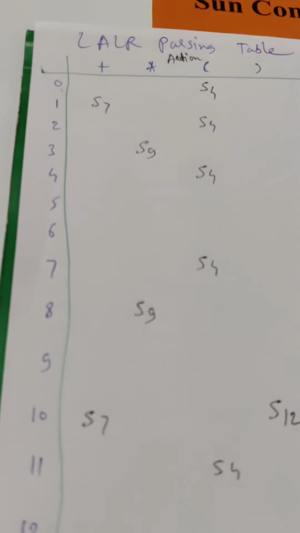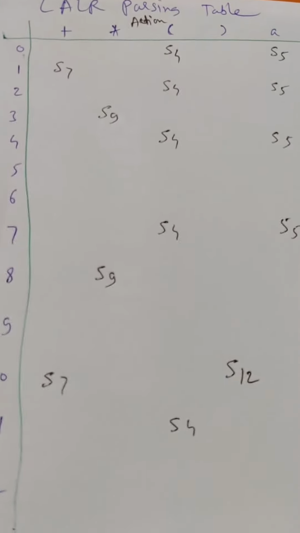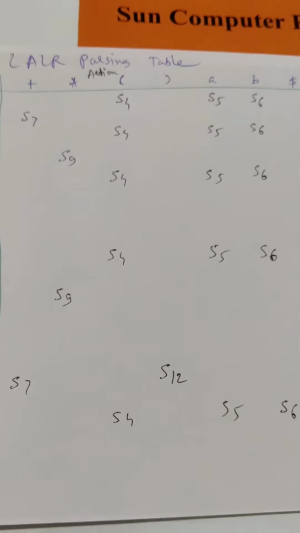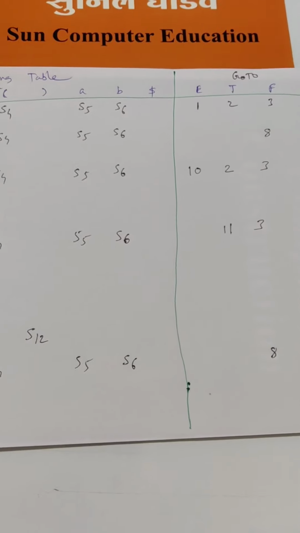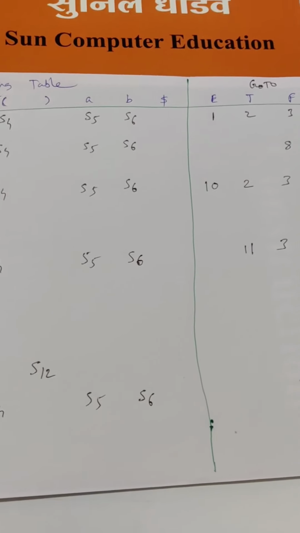You can check here that in total we have 13 items, and these are your shift and goto entries. Total entries are 30. You can cross-check my answer with your answer.